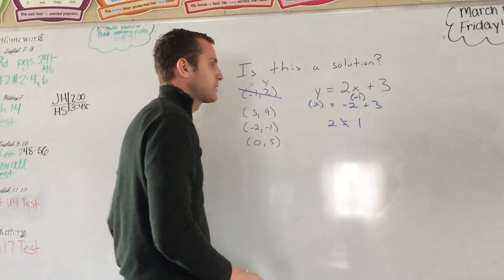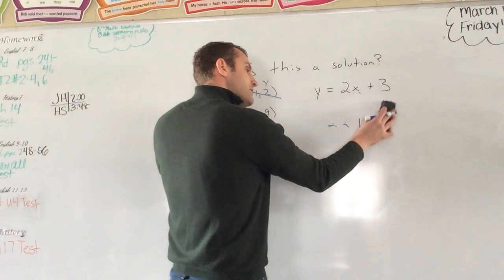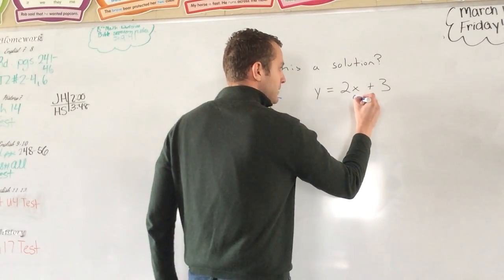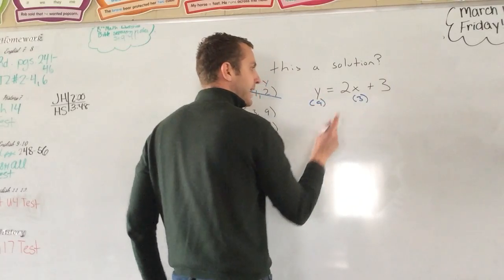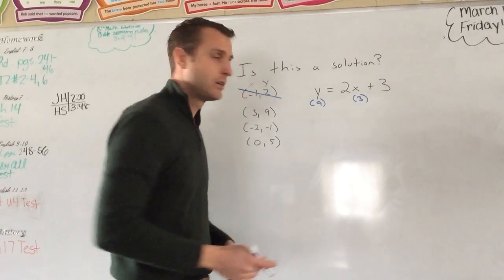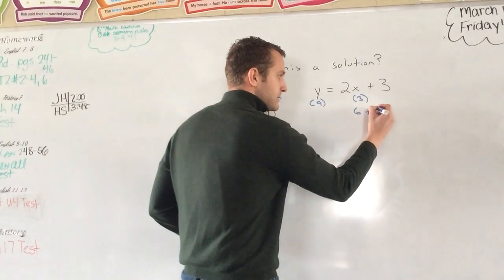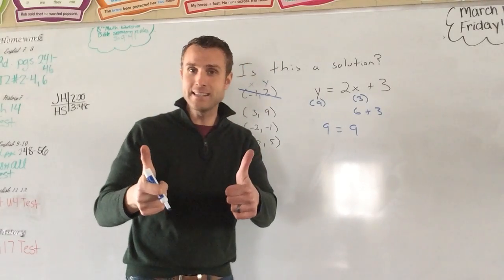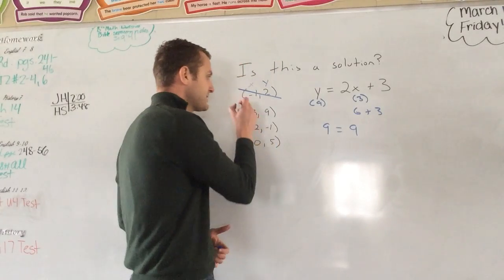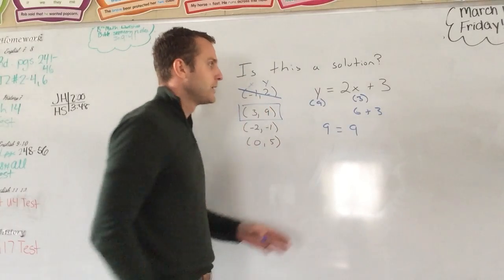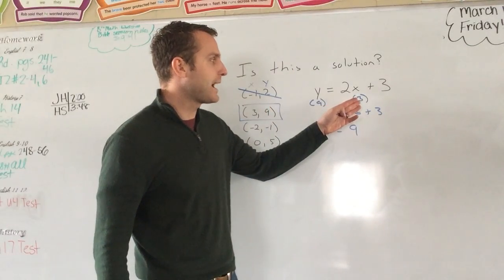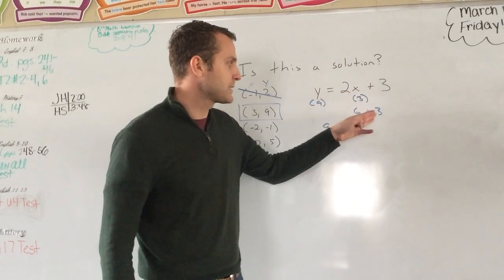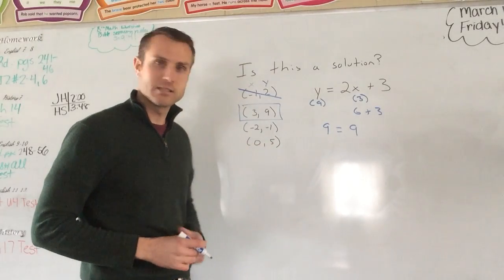How about the next one? (3, 9). Well, I'm going to do the same thing. I'm going to plug it in. So x is 3, y is 9. Let's see if this works. 2 times 3 is 6. Does 6 plus 3 equal 9? Yes, it does. So guess what? This is a solution. Because when I plugged in 3 on this side, it equaled my y. 2 times 3 is 6 plus 3 is 9. So that is a solution.